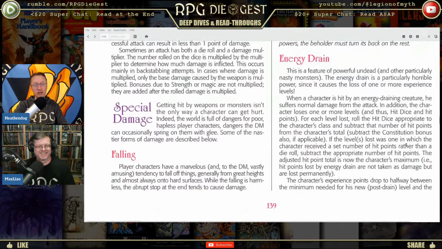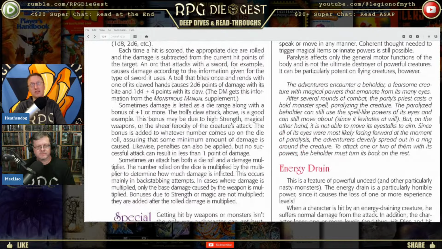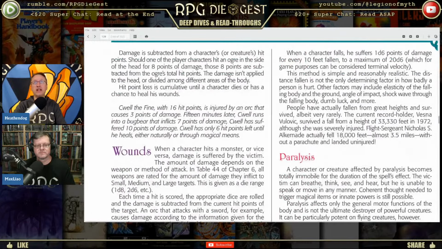Falling. Player characters have a marvelous and, to the DM, vastly amusing tendency to fall off things, generally from great heights and almost always onto hard surfaces. While the falling is harmless, the abrupt stop at the end causes damage. When a character falls, he suffers 1d6 points of damage for every 10 feet fallen to a maximum of 20d6. Here's your first edition Fireball, people. It's called Falling.